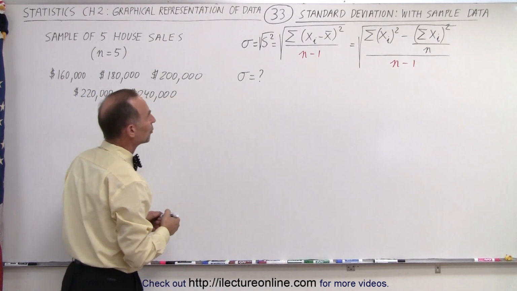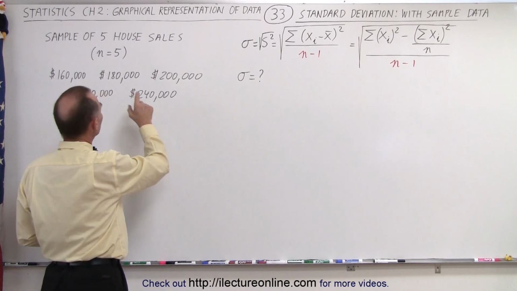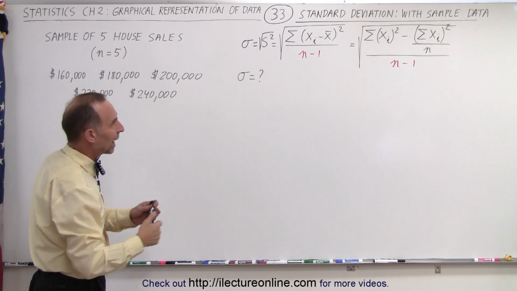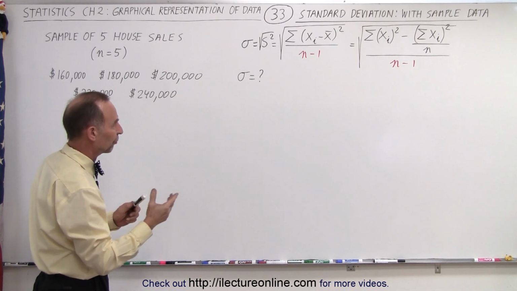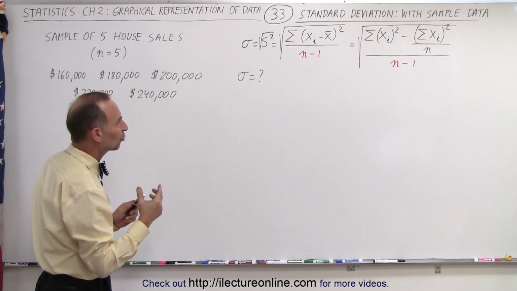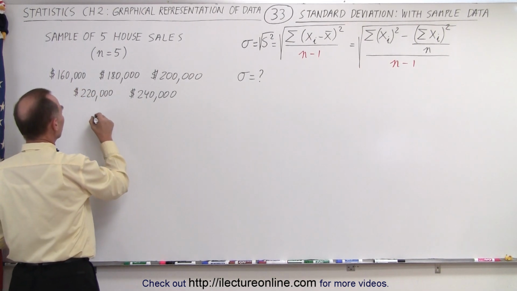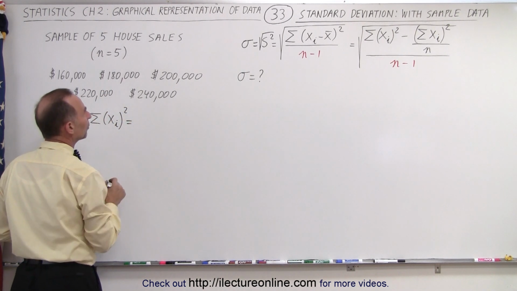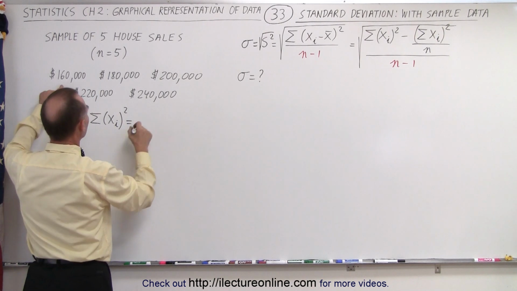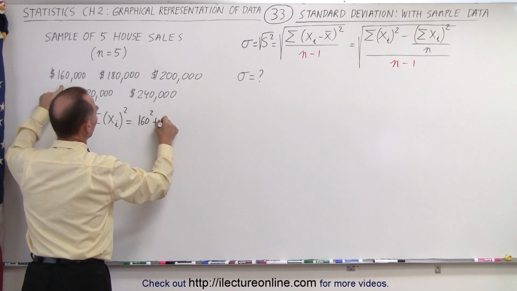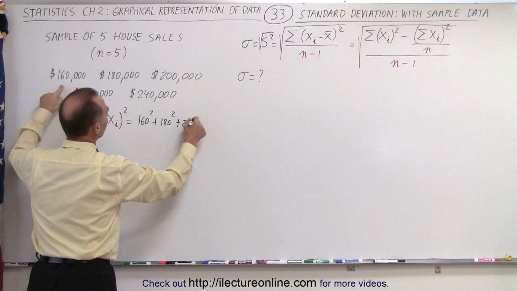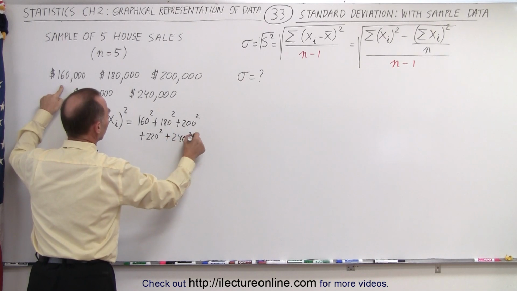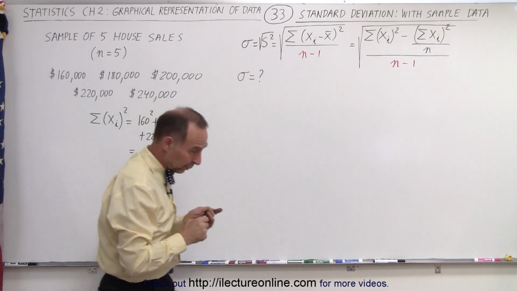And so first what we want to do is find the x sub i. To make it easier, we'll just take the first 3 digits. So we cut off the zeros for now, and add them later to make it easier to calculate things. So first we're going to take x sub i squared and sum them. So that means the sum of x sub i quantity squared is going to be equal to 160 squared plus 180 squared plus 200 squared plus 220 squared plus 240 squared, and that equals, well, for that we need a calculator.